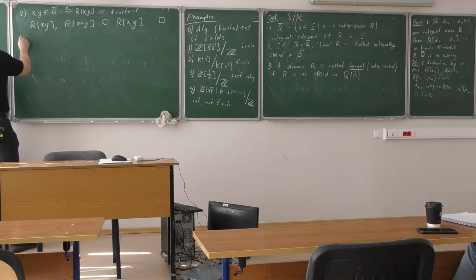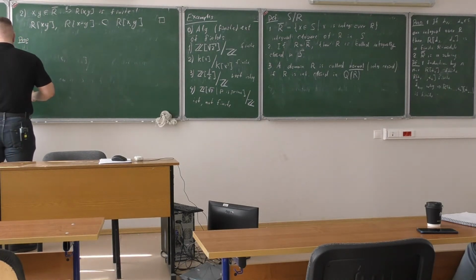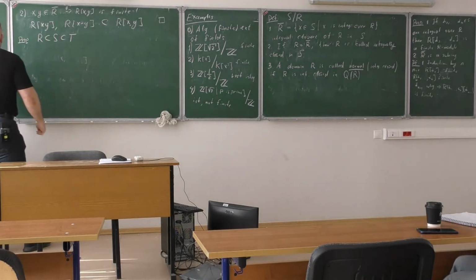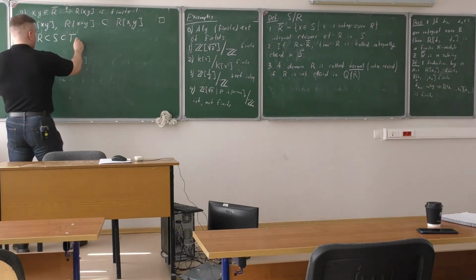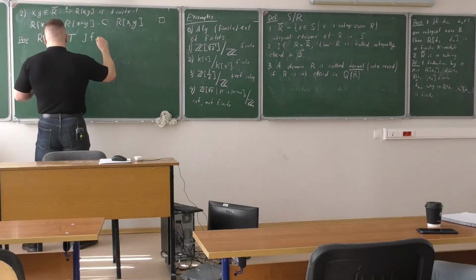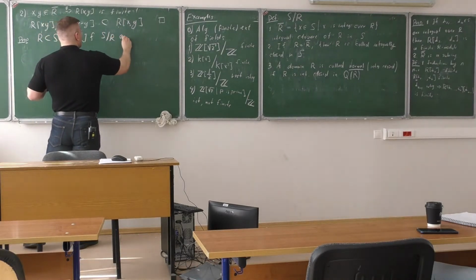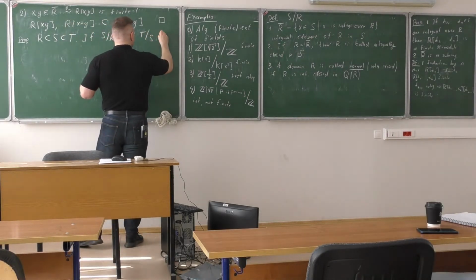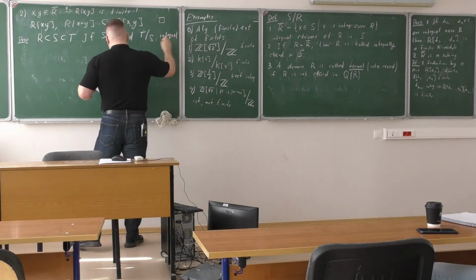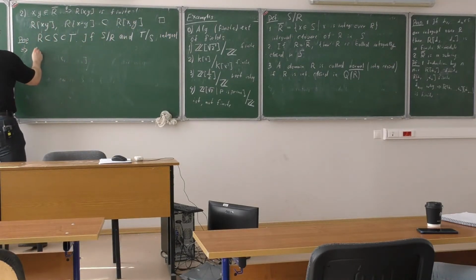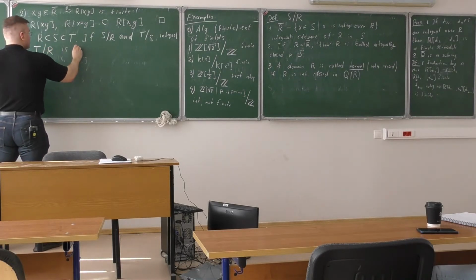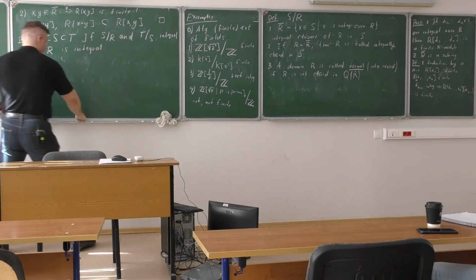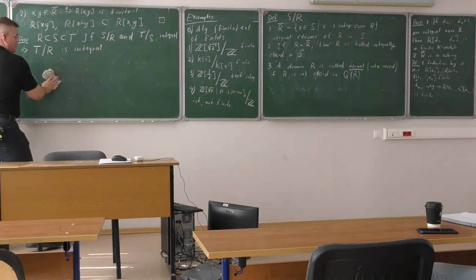Okay, so next proposition. Now we have two extensions. So R is sitting inside S and S is sitting inside T. So these are extensions, and if I know that S over R and also T over S are integral, then the conclusion is that T over R is again integral. Okay, the transitivity of integral extensions.